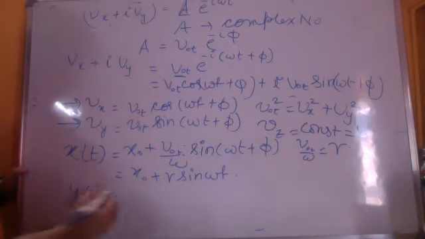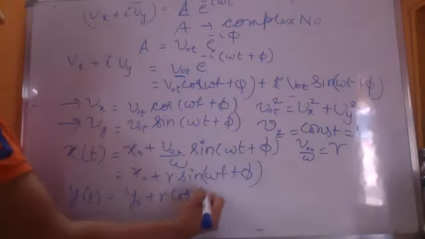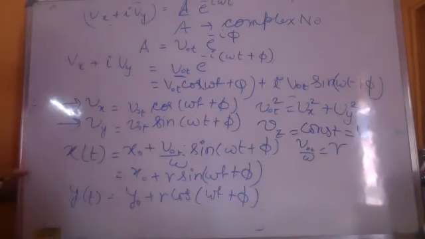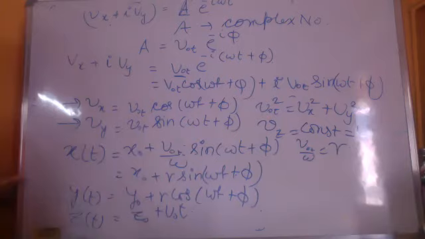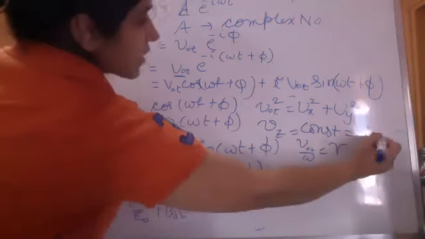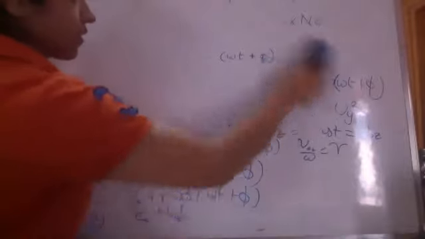Similarly, I'll get my Y(t) as some Y naught plus R cos(ωt + φ). And I have my Z(t) as Z naught plus V naught Z t. So I have these three parametric equations. It is really nice to put these three parametric equations together. You know what the result is.